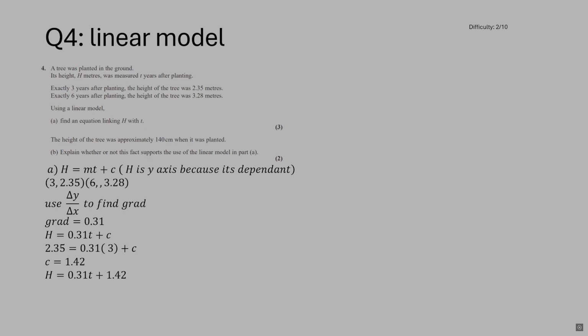And then now it's asking when it's planted, which means at the time of 0, and we're going to substitute 1.4 in, and we can see that 1.4 is around 1.42, so it does support the linear model that we have over here.